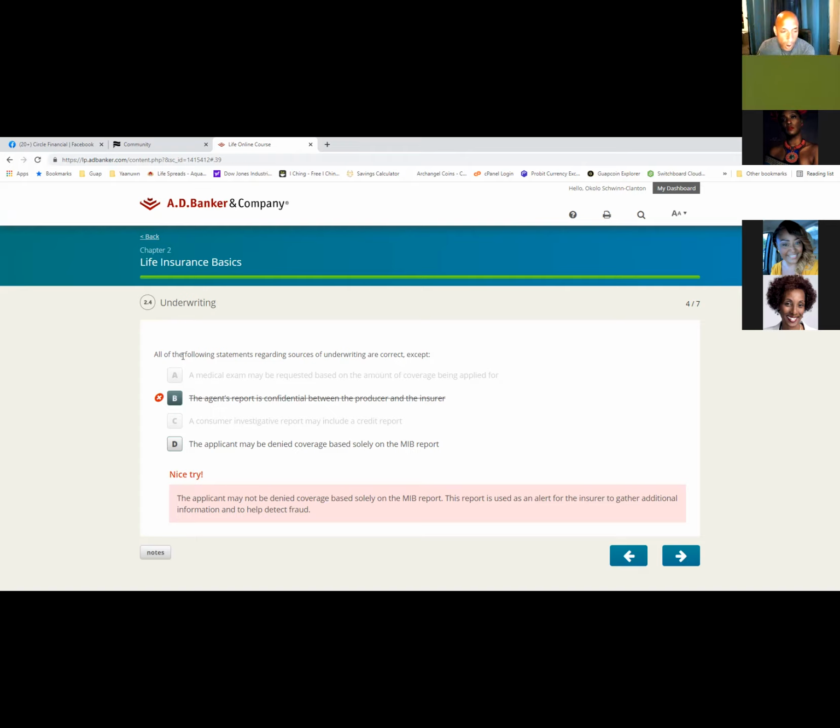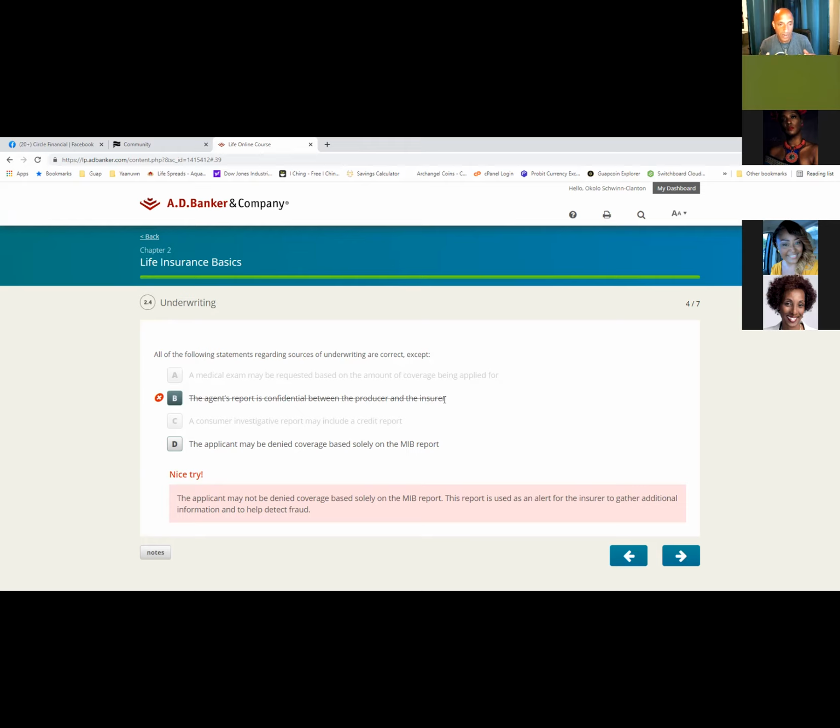So all of the following statements regarding sources of underwriting are correct, except, oh, the agent's report is confidential between the producer and the insurer. Okay, but that's not part of the application. I see the distinction they're making. So the agent's report would be me telling them, yes, you know what, I know that this person is a convicted felon, for example, so it's the other way around. So when we get asked questions wrong, we want to read the question and then the answer again, and put it into our mind.